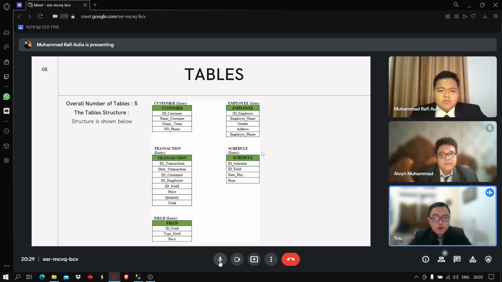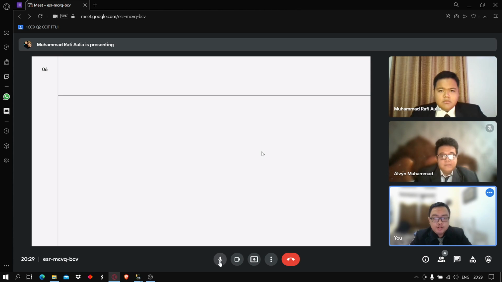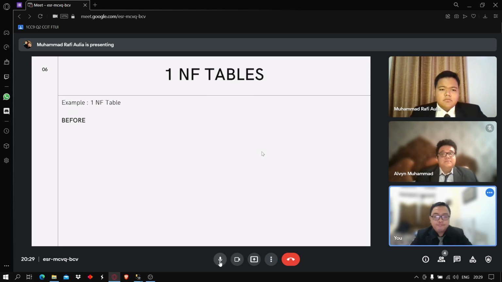Our overall number of tables is 5, and right now we are looking at the table structure. There are customer, employee, transaction, schedule, and field, along with their attributes. And next, my friend Rafi Aulia will explain the next section.